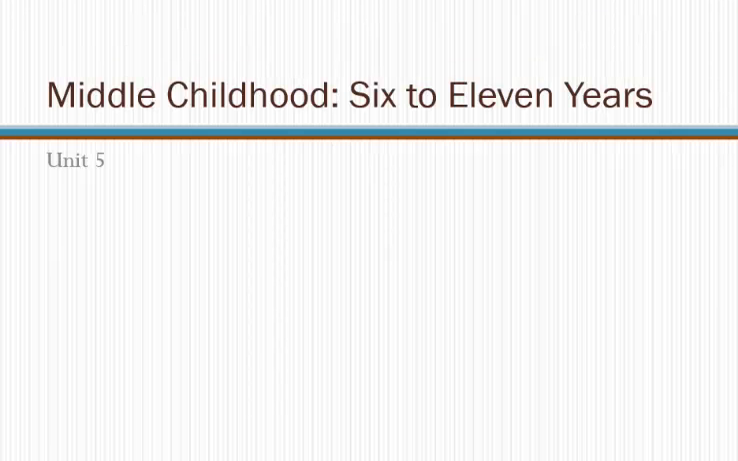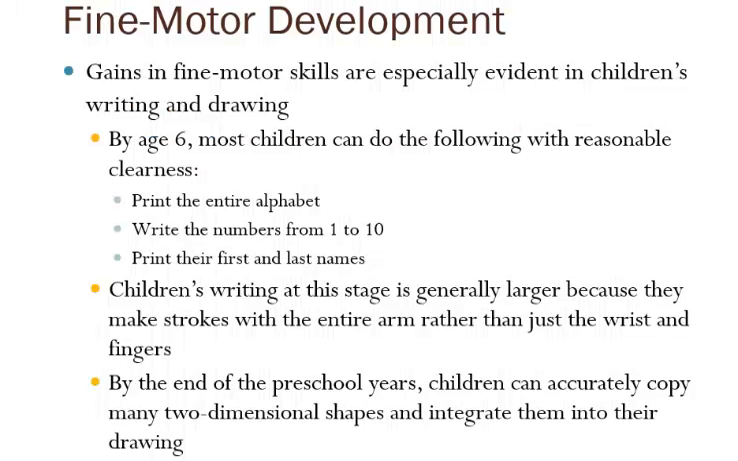Now we're at that next stage in development, and that is middle childhood. The child has already finished developing the basic skills, and now is continuing that process of becoming ready to be an adult. Motor development is a very important component of a child's development in general. These are gains in motor skills, especially evident in terms of writing or drawing. Motor means anything essentially using motion or muscle.